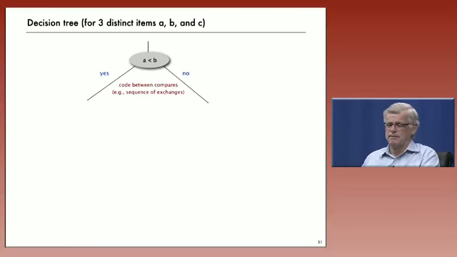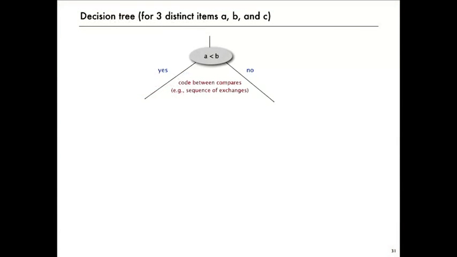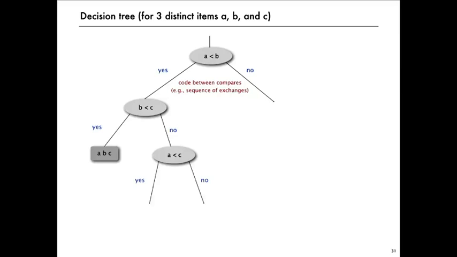And then there are two cases. Either it's yes or it's not yes. Let's say they're distinct. And there'll be some code between the compares, but either way, then there's going to be a different compare. If A is less than B, maybe the next compare is B against C. And if you find that B is less than C and A is less than B, then any algorithm that does that knows that the items are in the order A, B, C.